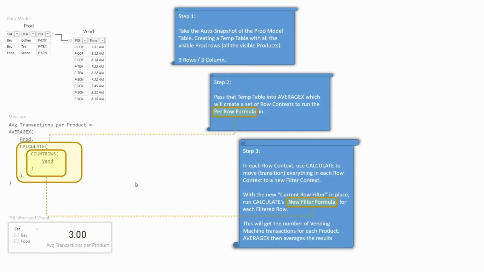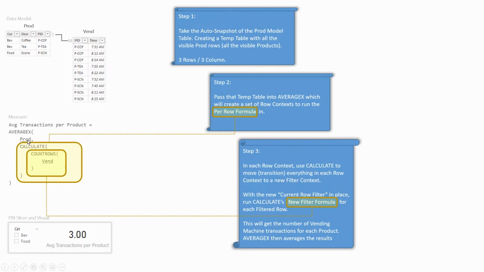A couple of simple steps in here, or maybe not so simple, right? The very first thing this measure does is take the auto snapshot of the prod model table. This is the table called prod in our data model. In our measure, the very first thing that happens is we use this auto snapshot, which is to say when you type in the name of a table in your data model in DAX, if you don't immediately wrap it in a more specific snapshotting function, such as ALL or VALUES, it assumes you want the auto snapshot, which just brings back a temp table with all the visible rows of whatever table you type in right here, okay?